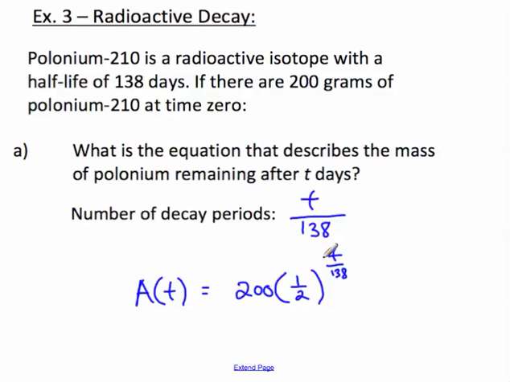Again, the whole exponent tells us how many half-lives have passed. If t days have passed, we have to divide t by 138 to work out the number of half-lives that have passed.